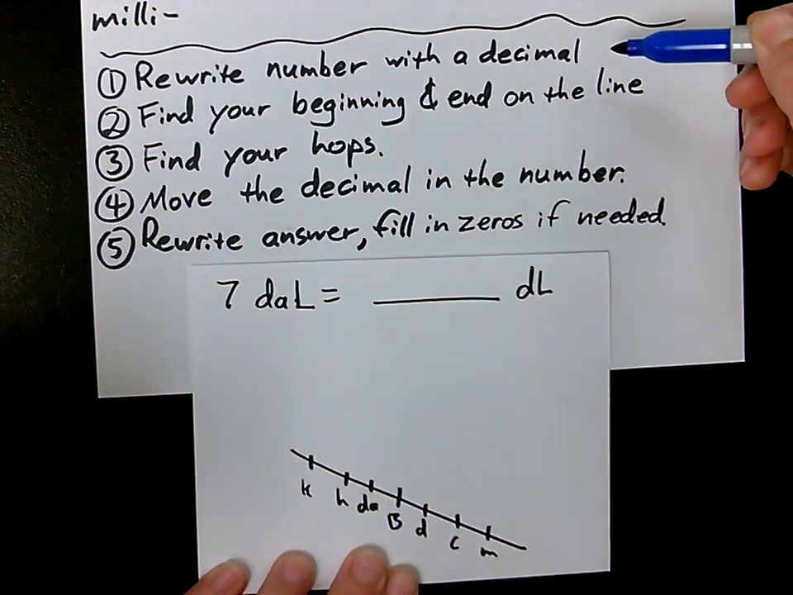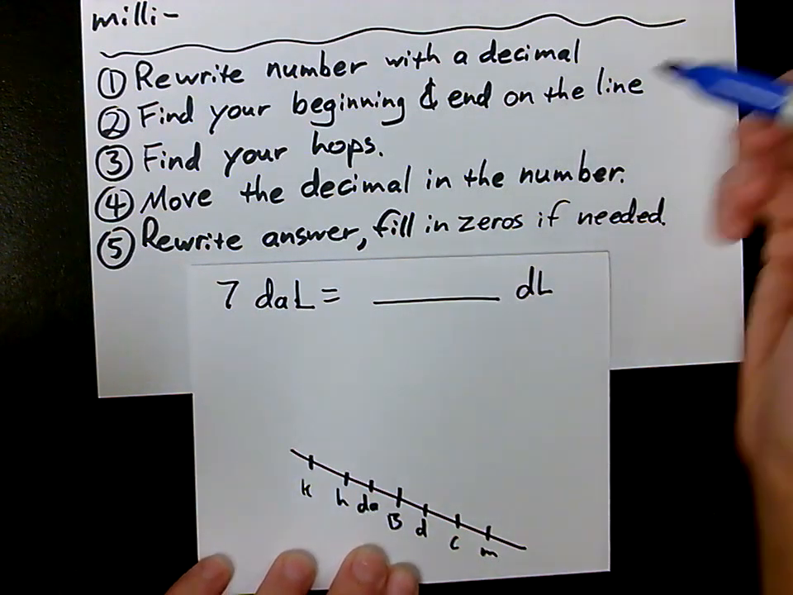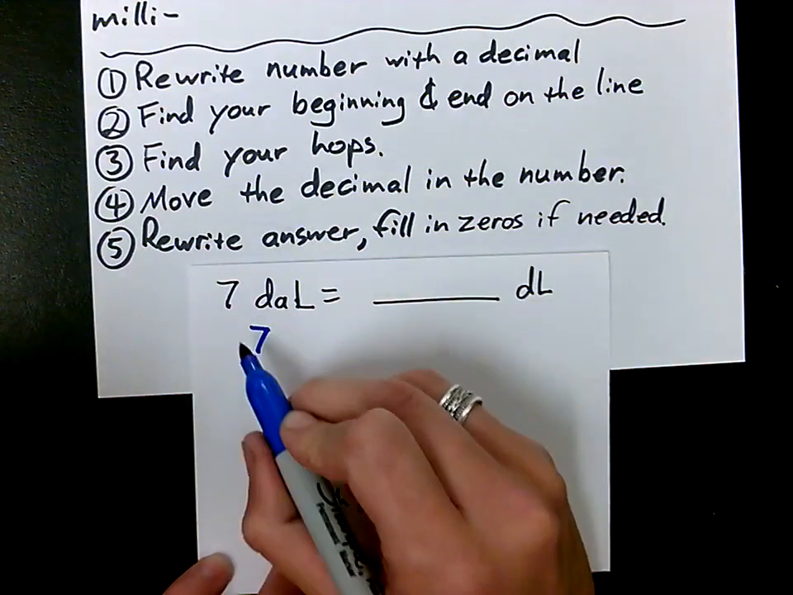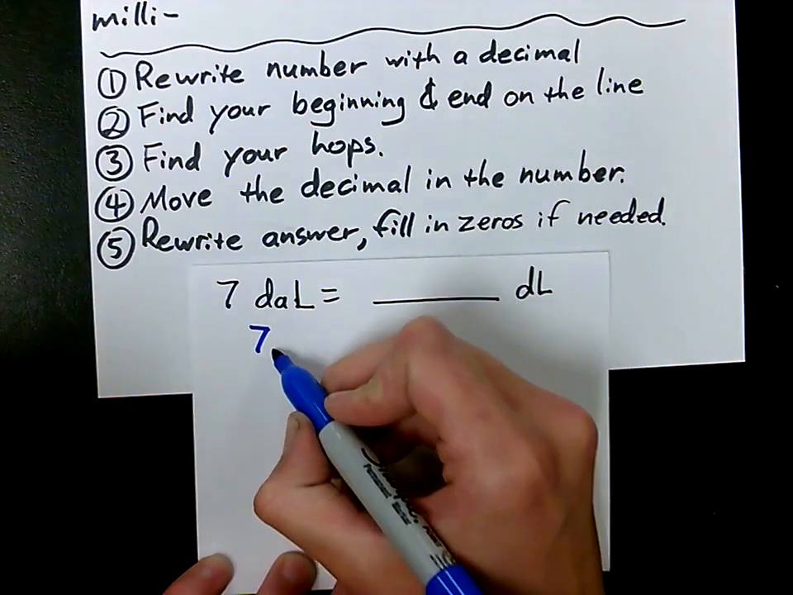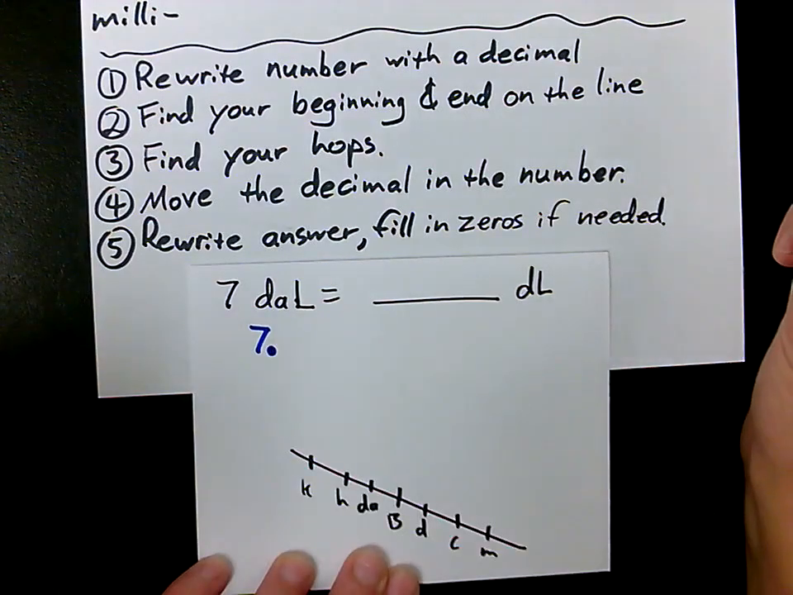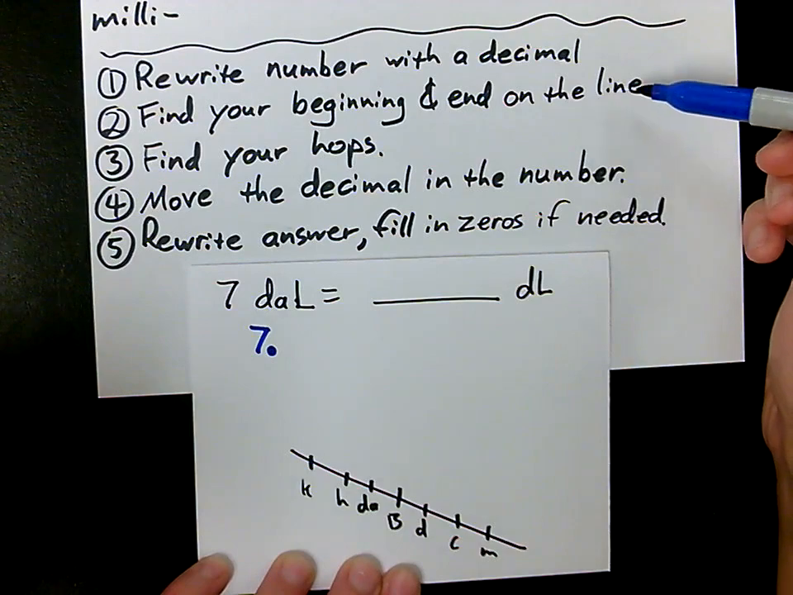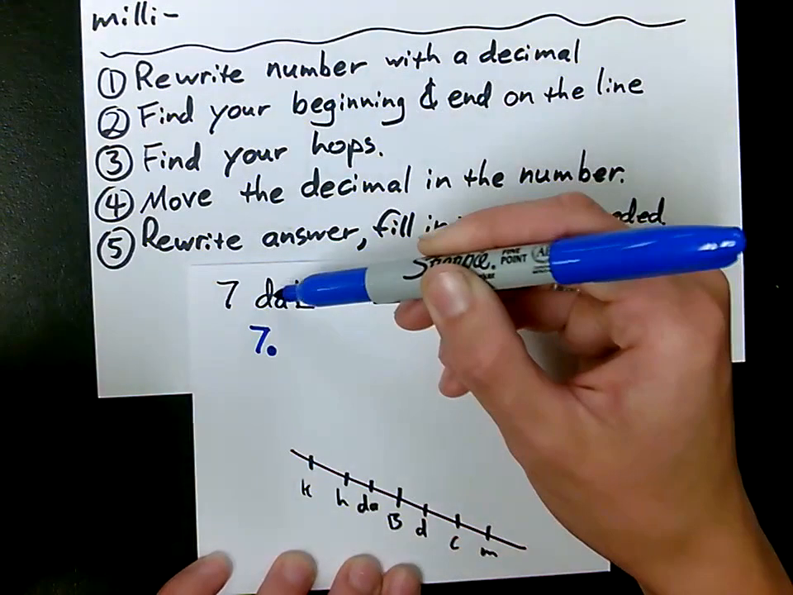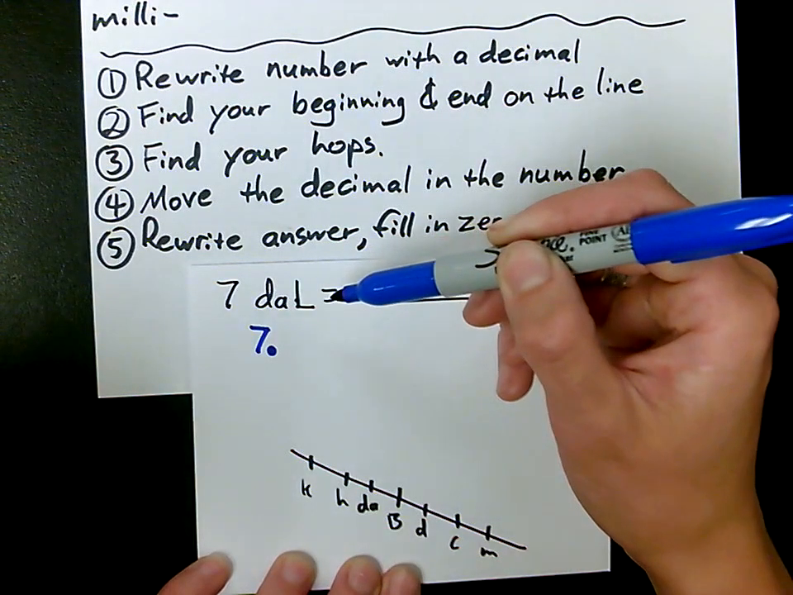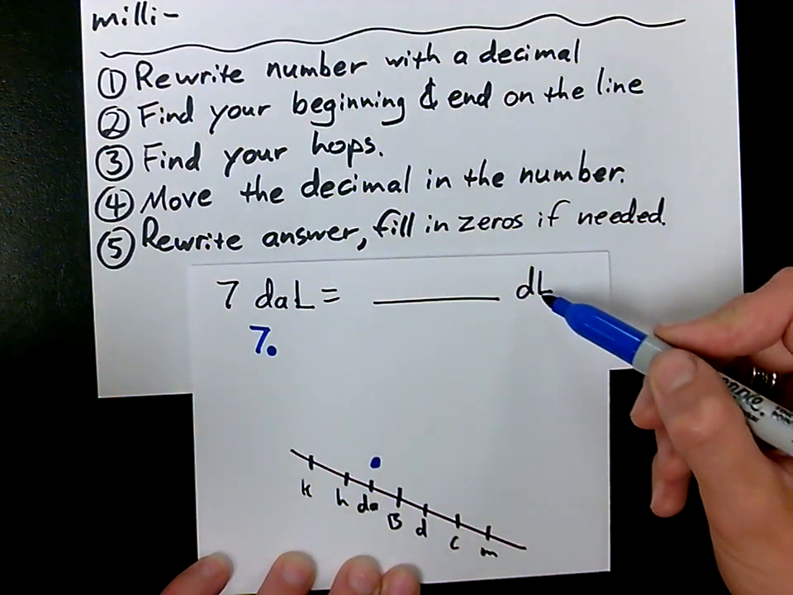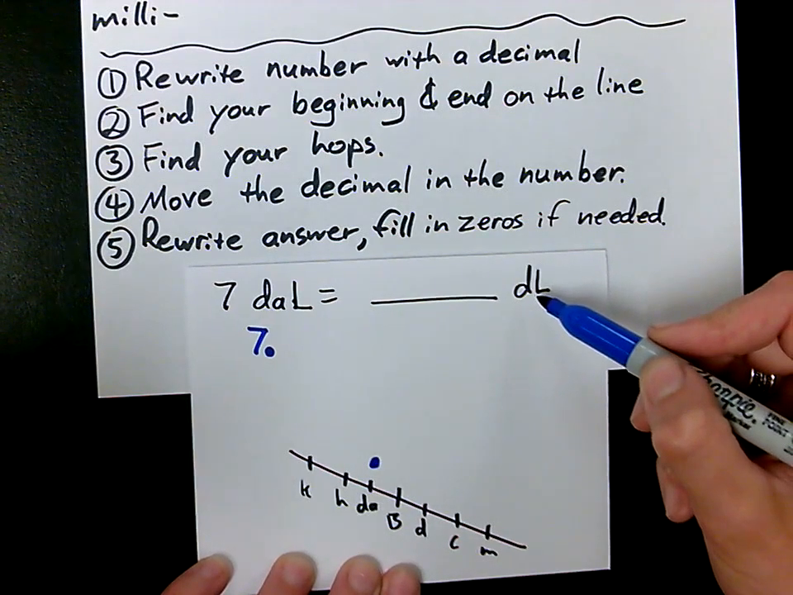We're starting here at step number 1, rewriting the number with a decimal. So 7, no decimal point displayed there, but we know that our invisible decimal is at the end. Okay. Step number 2, find your beginning and end on the line. We're starting at DA liters. So starting at DA, deca, and we want to end at deci, just the D.